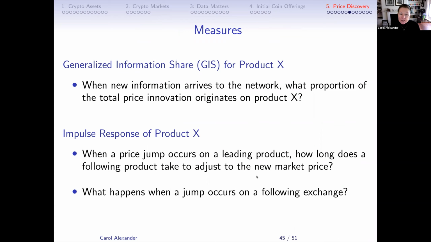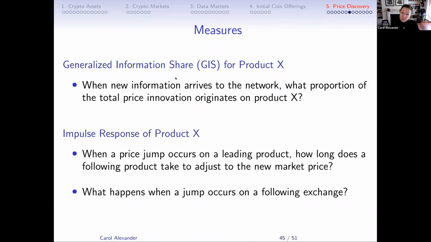So there are various generalized information shares. We used modified information shares. We use the generalization based on the Hasbrouck measure. And we also checked robustness using something called the component share, which goes back to the 1980s, something that Clive Granger and Gonzalo introduced. But what they all do is measure, when new information arrives to the network, what proportion of the new innovation in the price originates on, like, the Huobi futures, product X, okay?